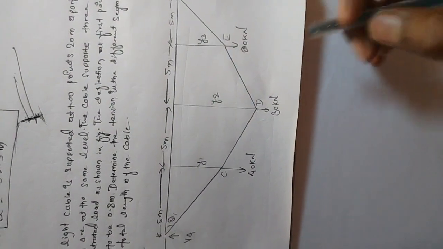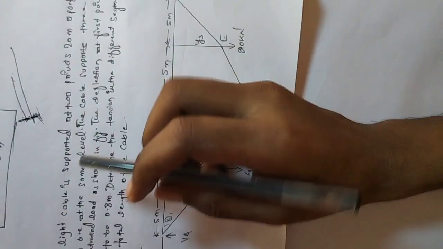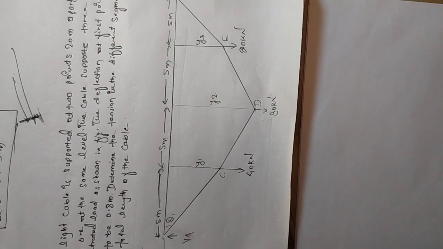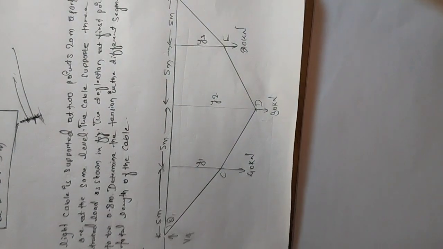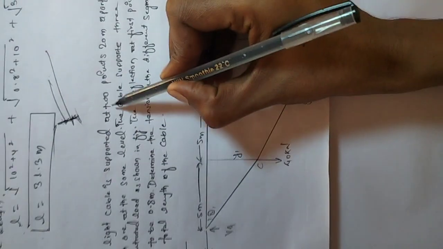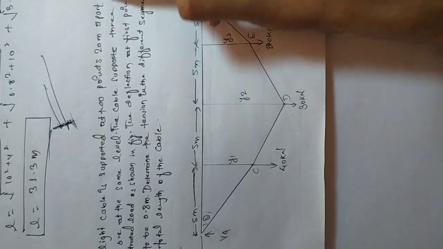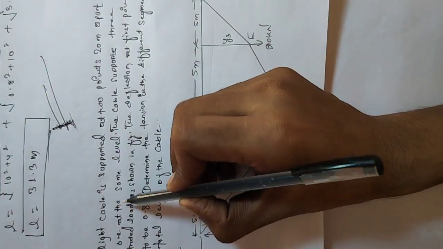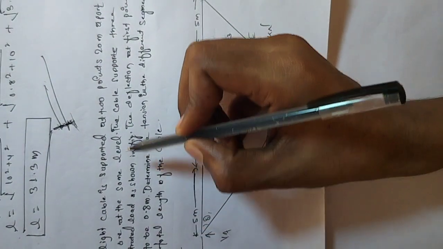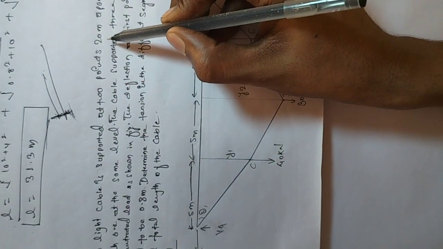Hello friends, today I am going to do a problem on the topic of cables in analysis of structures, BTech engineering. The question says that a light cable is supported at 2 points 20 meter apart. A light cable means the cable has no weight, a weightless cable you can say.